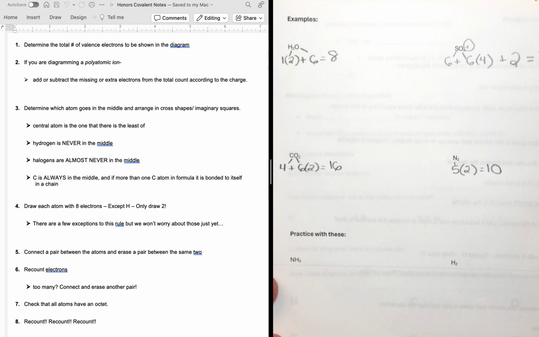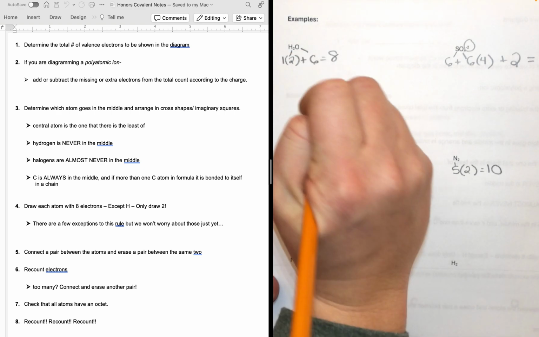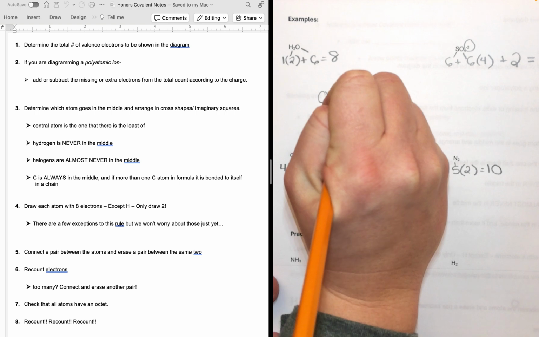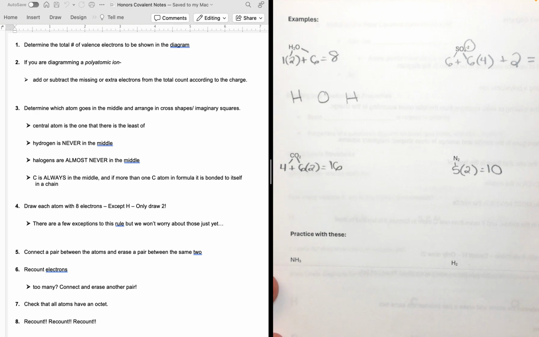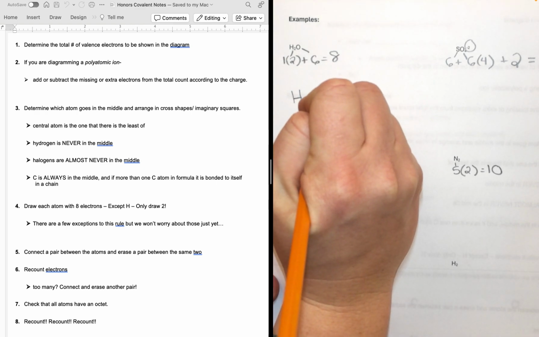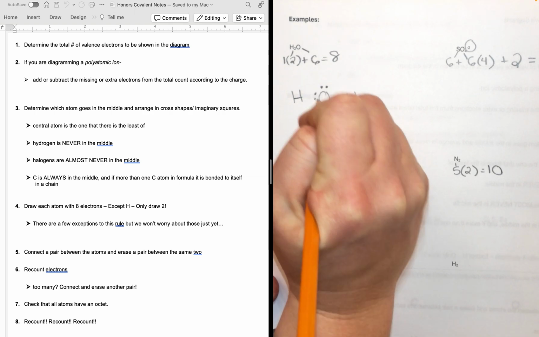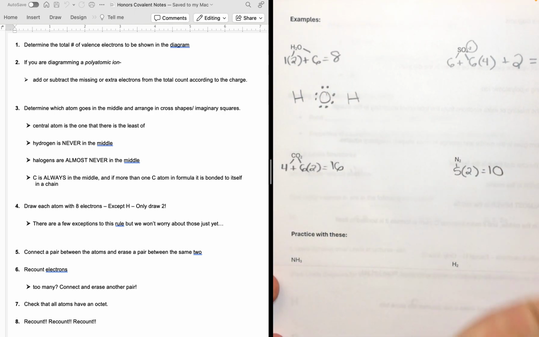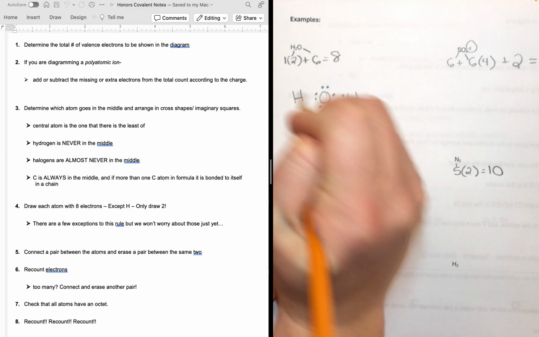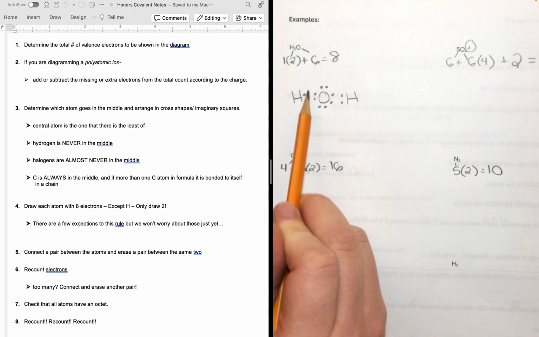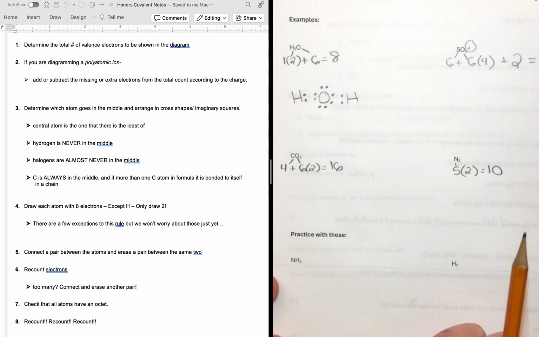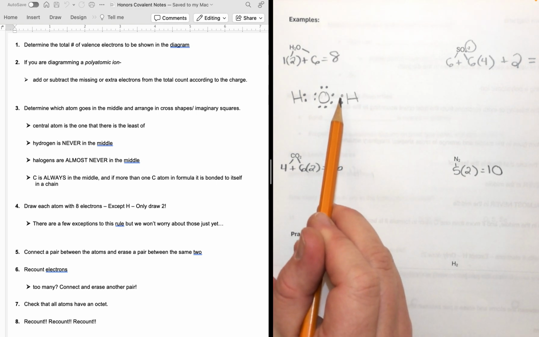So for water, oxygen is going to go in the center, and we're going to put hydrogens on the side of it. Then it says, draw each atom with 8 electrons, except for hydrogen, it only wants 2. So I'm going to put 1, 2, 3, 4, 5, 6, 7, 8 electrons around oxygen, and then 2 on each of my hydrogens. Now, remember when we're putting electrons around an atom, they make like a little square, whereas my hydrogen, I put them on this piece just because we're going to be connecting them to the oxygen.